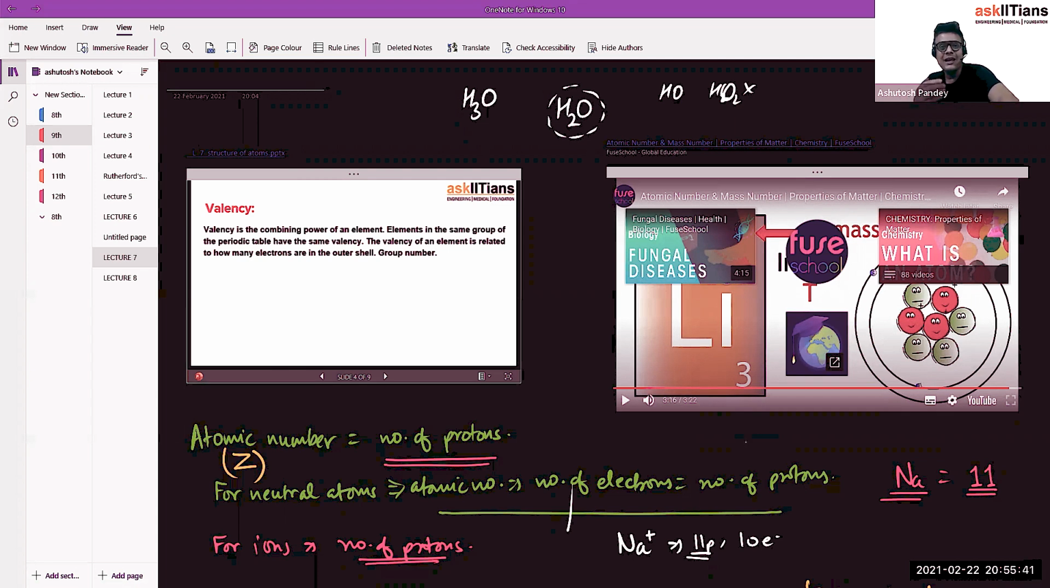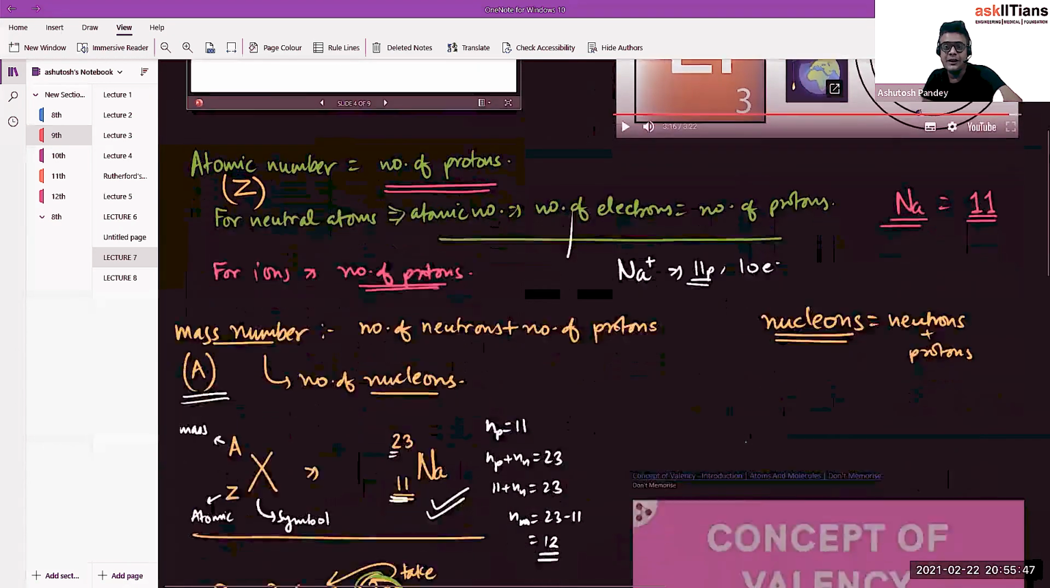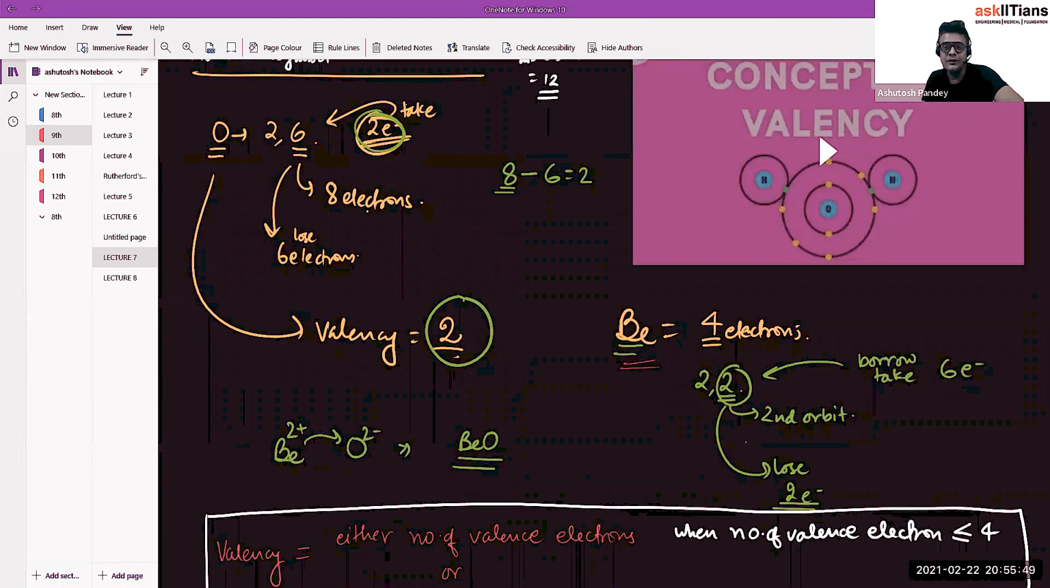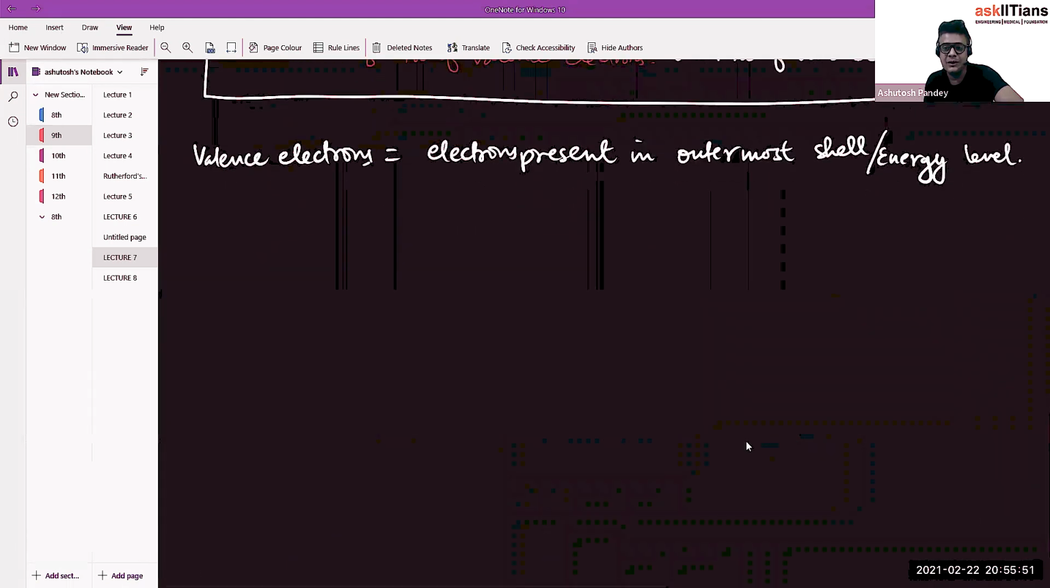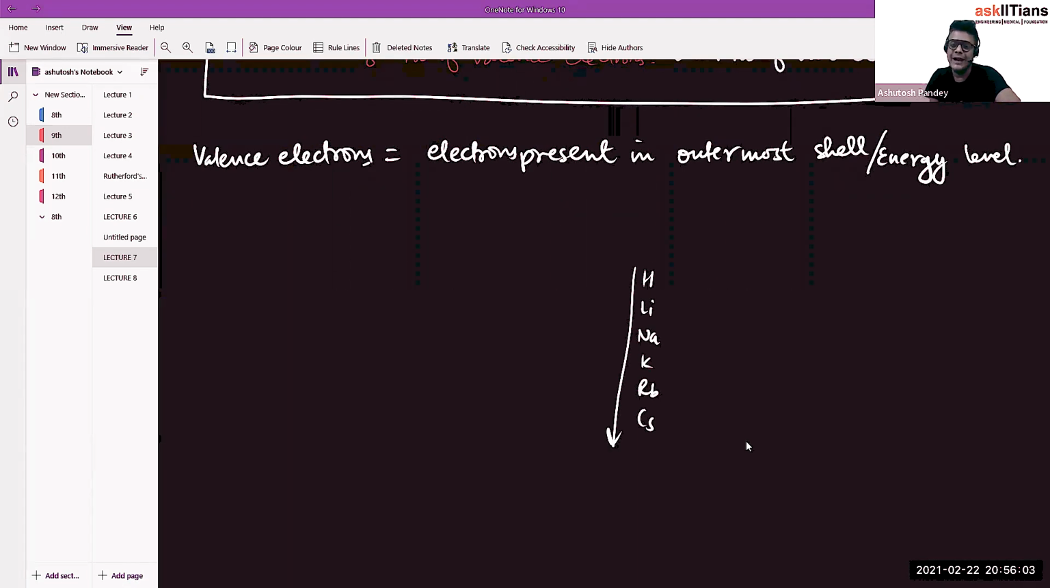Elements in the same group of the periodic table have the same valency. Same group means the same vertical column. If we check this periodic table, we'll see that hydrogen, then lithium, then sodium, then potassium, then rubidium, then cesium, all these are in the same vertical column, so all these will have the same valency.